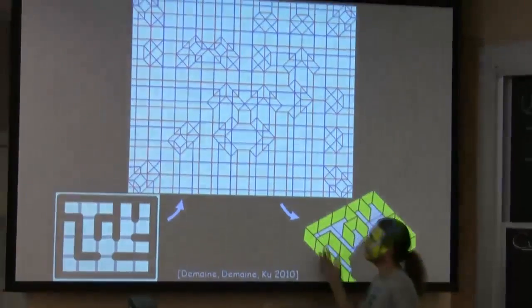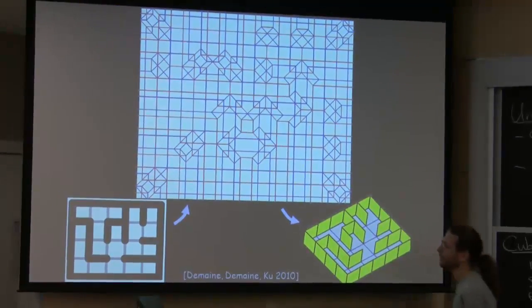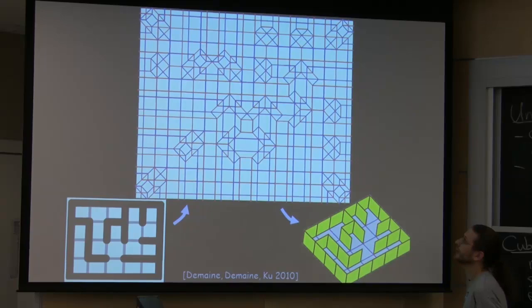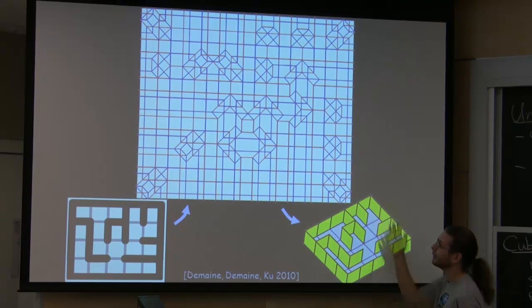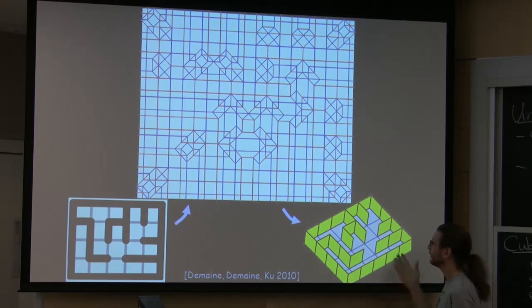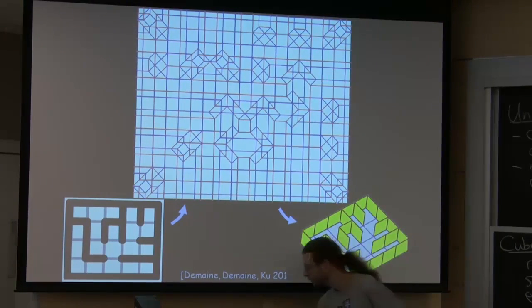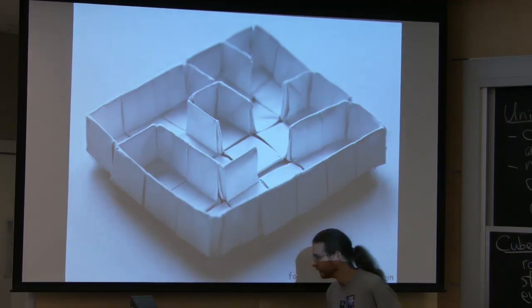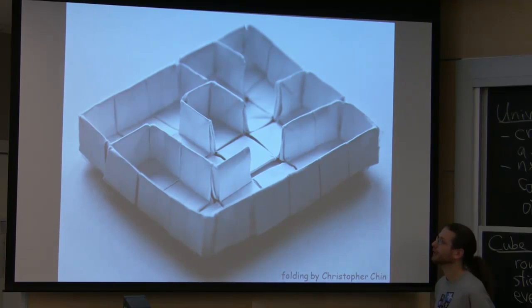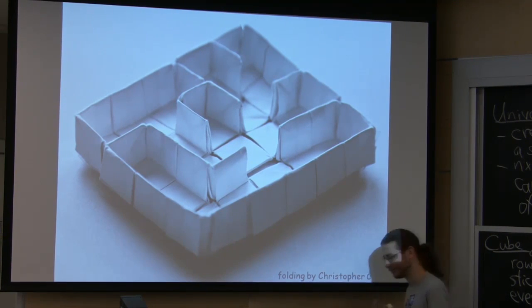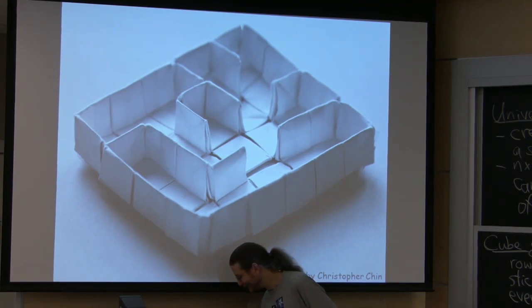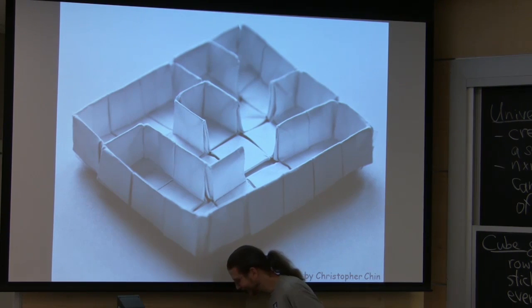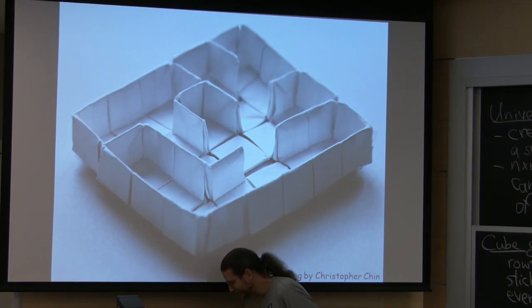And you can do more complicated examples. Here's an actual maze. You get some pretty complicated crease patterns. Not so easy to fold, but it can be done. I didn't bring the physical model of this because it actually looks better in photograph, but it's a challenge. This is folded by an undergrad here, Chris Chin.